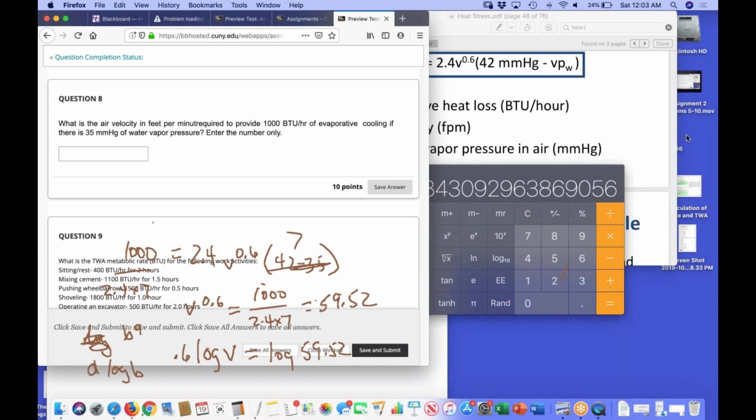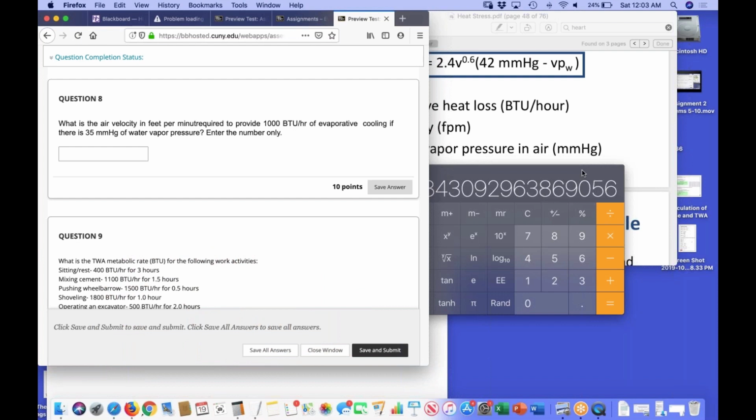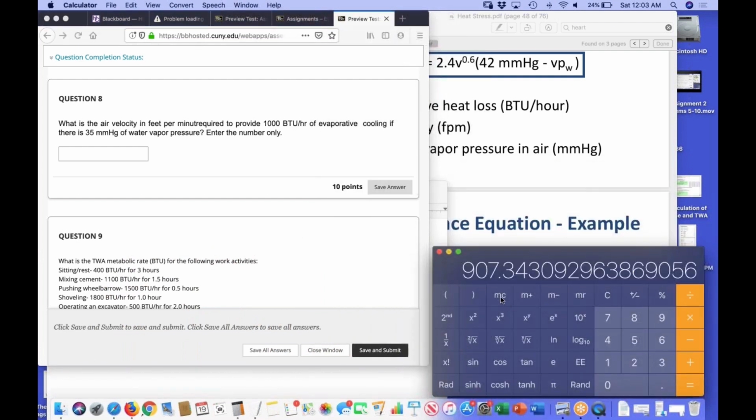Okay, so I'll clear this out. And I'll clear out my calculator.